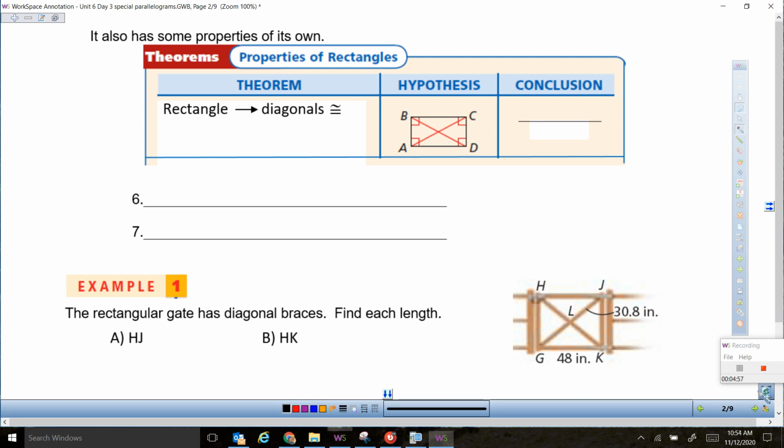So here's the theorem. If our quadrilateral is a rectangle, then the diagonals are congruent. So in a rectangle, the diagonals are congruent. So BD is congruent to AC. So for the conclusion, we need to write down that the diagonals are congruent. So the diagonal BD is congruent to the second diagonal, AC. So in a rectangle, the diagonals are congruent.